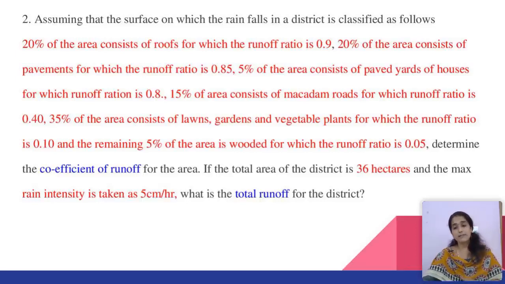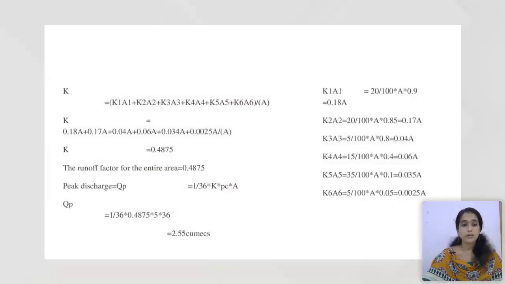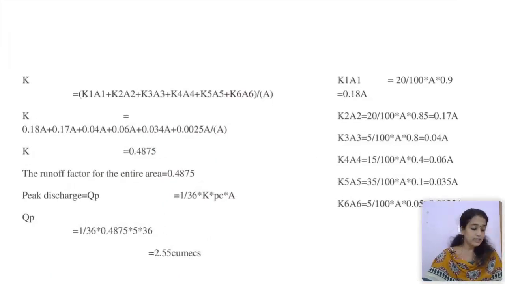Here all the C values of a particular area are given, and all the areas are also given, that is the 20%, 5%, 35%, likewise, and so we can calculate the coefficient of runoff. Then the equation is K1A1 plus K2A2 plus K3A3 plus K4A4 plus K5A5 plus K6A6 divided by the total catchment area.